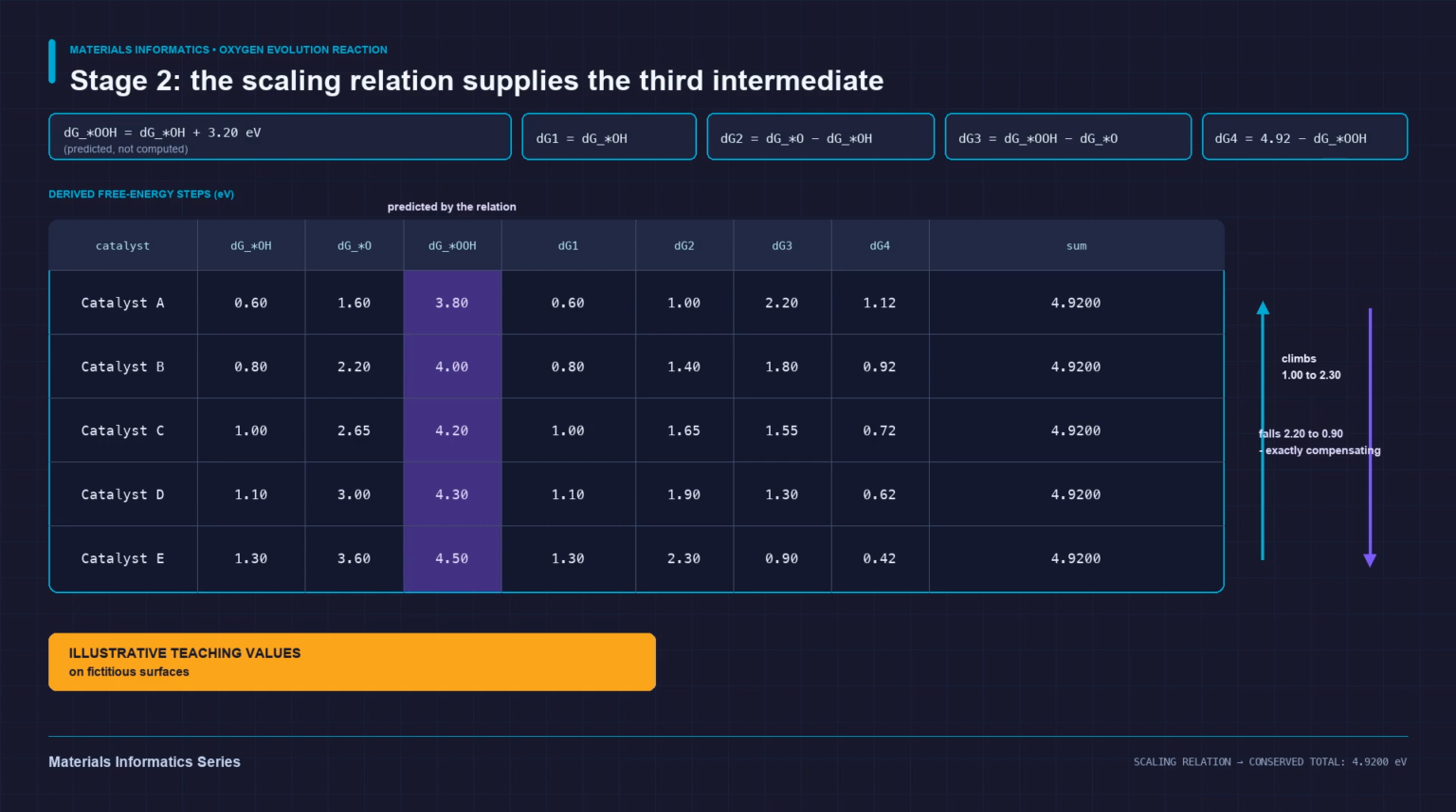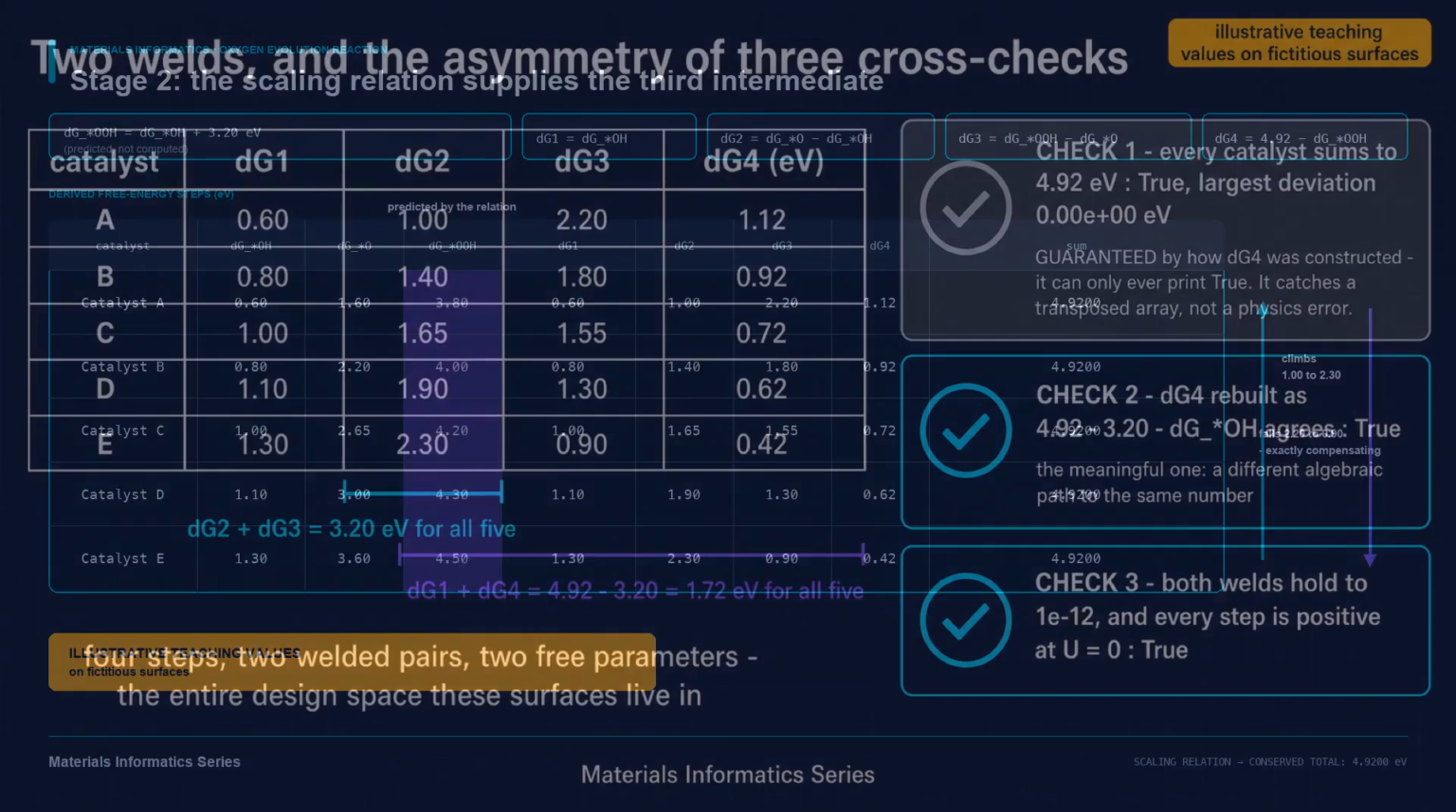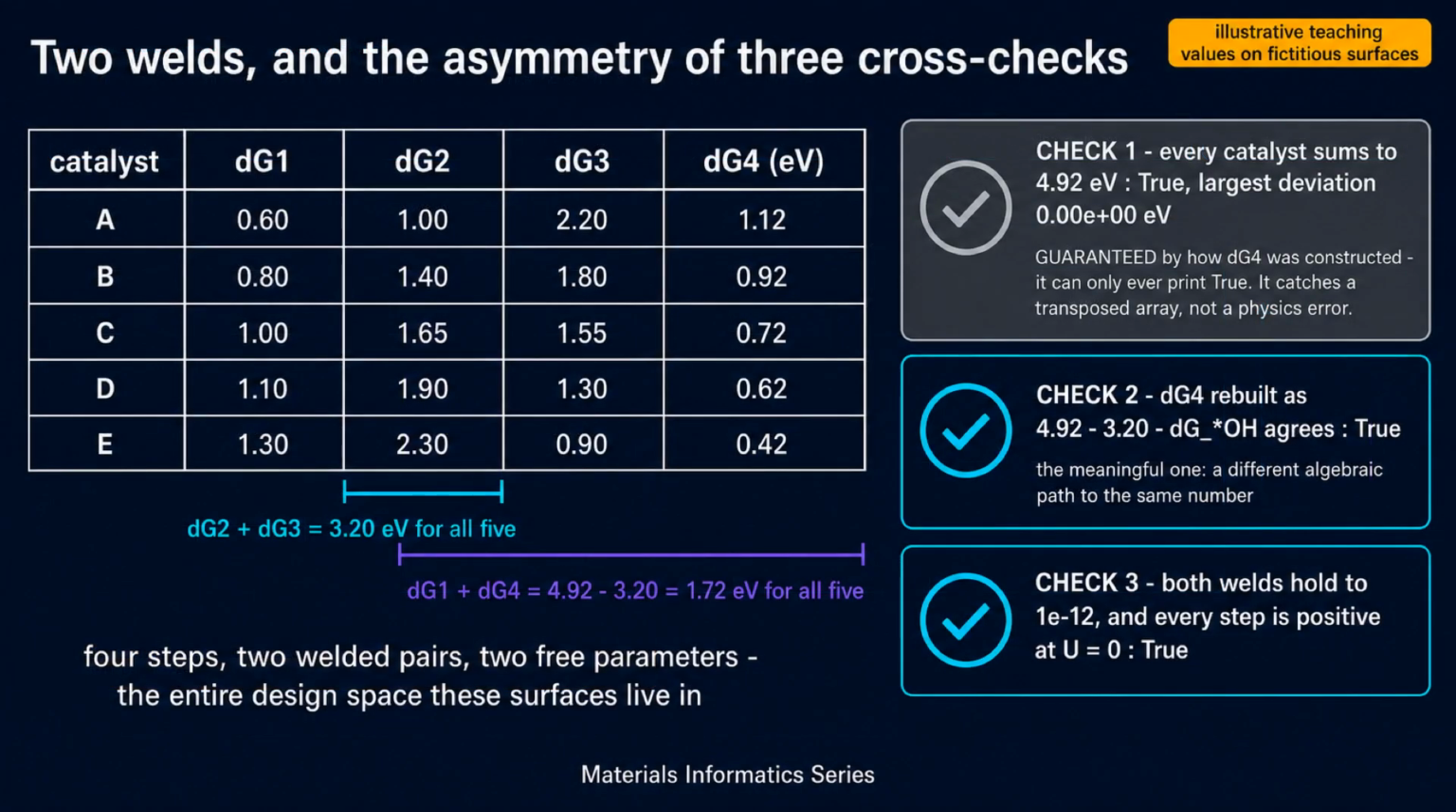Look down the second and third step columns together, and the weld is visible to the naked eye. As step 2 climbs from 1.00 to 2.30, step 3 falls from 2.20 to 0.90, exactly compensating. Both welds hold. Steps 2 and 3 sum to 3.20 for every surface, and steps 1 and 4 sum to 4.92 minus 3.20, that is 1.72. 4 steps, 2 welded pairs, 2 free parameters. That is the entire design space.